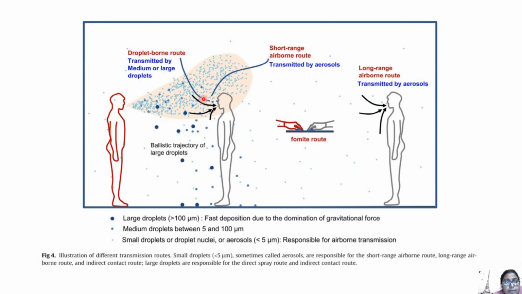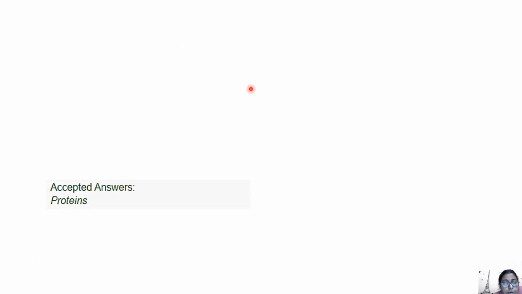So droplet borne route is transmitted by medium or large droplets or short range airborne droplets. So all of these were the illustration. This is the illustration of different transmission routes. Small droplets, sometimes called aerosols, are responsible for the short-range airborne route, long-range airborne route, and indirect contact route. Large droplets are responsible for the direct spray route and the indirect contact route. Okay.